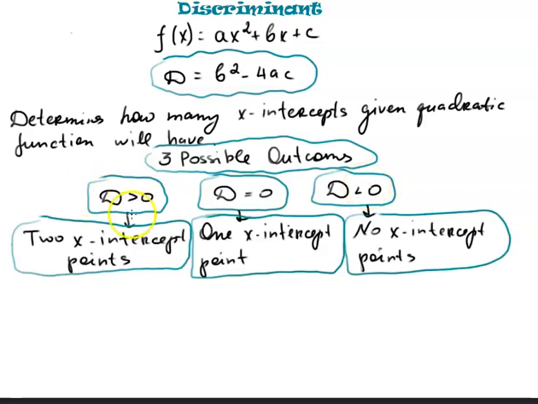So if the discriminant turns out to be positive, you will expect 2 x-intercept points. If the discriminant is equal to 0, you will expect 1 x-intercept point. And if the discriminant is negative, then you will have no intercept points. And remember, we're talking about x-intercept points.